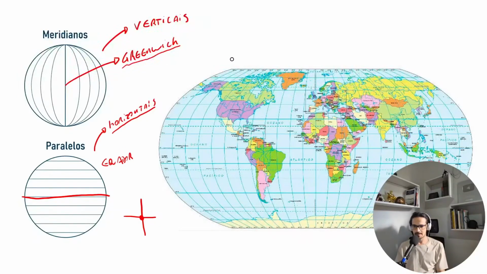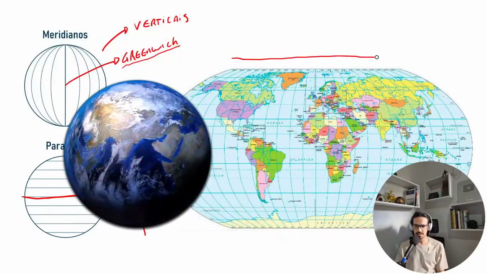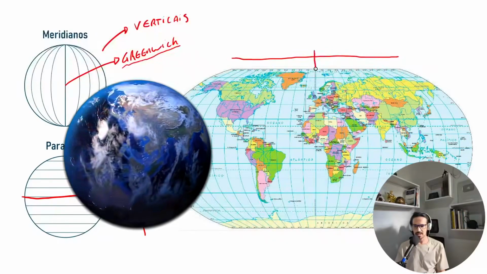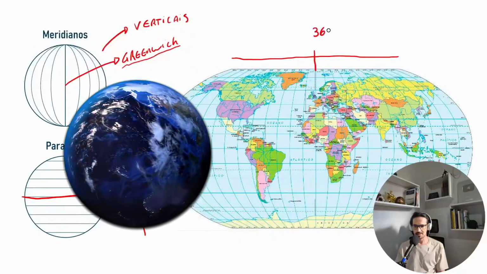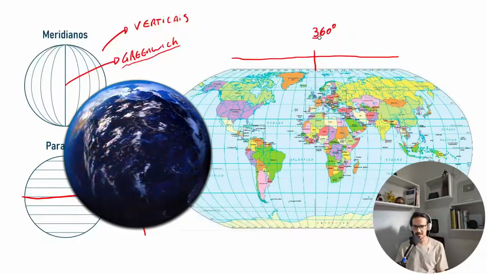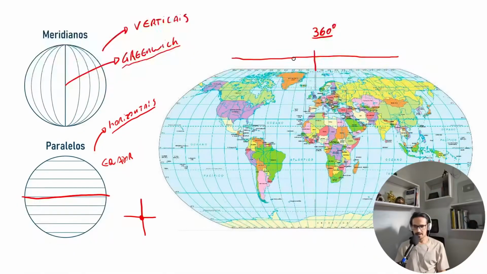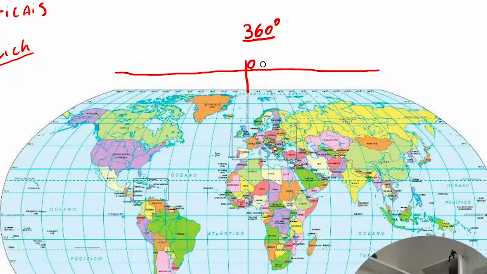What is the Earth? It's a sphere. Since it's a sphere, what's it going to have? 360 degrees. Every sphere has 360 degrees. In the case of planet Earth, it's no different. So how does it work? We go from 0, which is the Greenwich meridian, the 0 meridian, up to 180 east, and also 180 west. So 180 to the east and 180 to the west, making a total of 360 degrees.